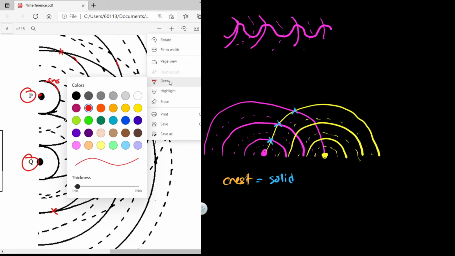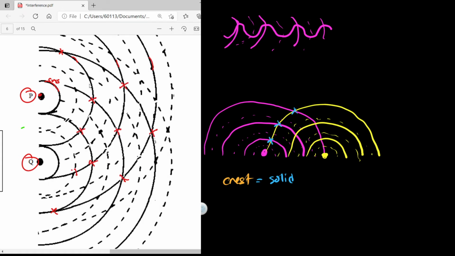So let's try to mark where trough coincides with trough with a star. What is a trough? A trough is the dotted line. So here we have dotted, dotted, star, and then dotted, dotted, star, and this one dotted, dotted, star, dotted, dotted, star. So here dotted, dotted, star, this one dotted, dotted, star. And then we have a star here, around here, maybe here. Here is also a star. And this one we have a star, and here a star.